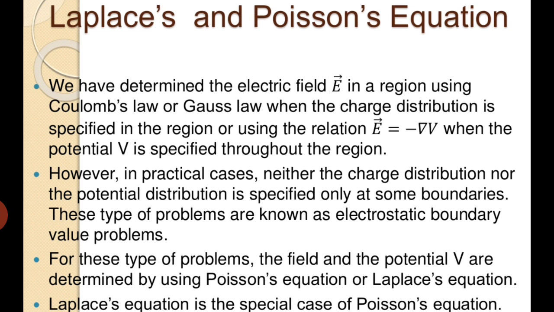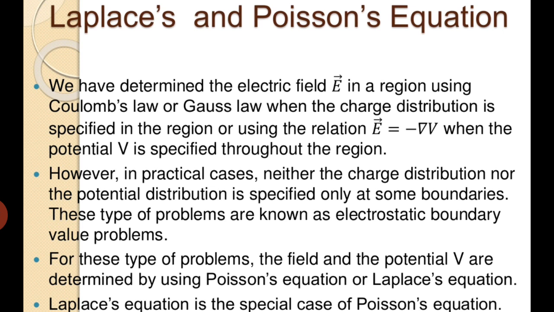Now we will learn about the Laplace and Poisson's equation. So already you all know that we have determined the electric field E in a region either by using Gauss law or by Coulomb's law when the charge distribution is specified in the region. You can determine electric field E using Gauss law or Coulomb's law when the charge distribution is specified in a particular region.